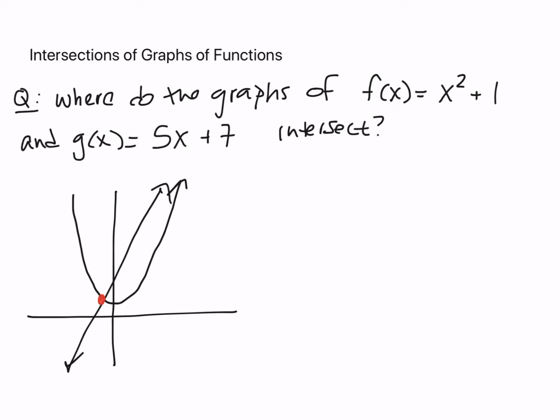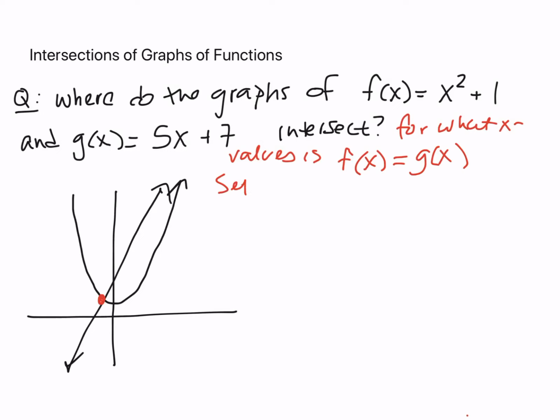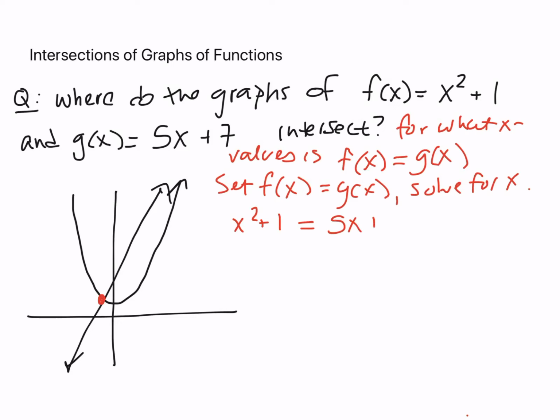Well, keep in mind, we're trying to figure out for what x values do these two functions give you the same output. So for what x values is f of x, the output of the parabola, equal to g of x, the output of the line? To figure that out, we just need to set f of x equal to g of x, and then solve for x. Okay, so we're going to set these two functions equal to each other. So we get x squared plus 1, that's your f of x, is equal to 5x plus 7, that's g of x. And now I need to solve this equation for x.